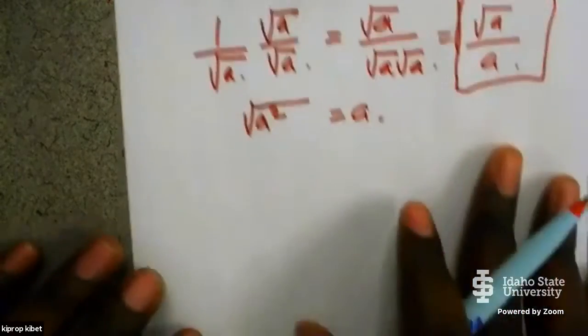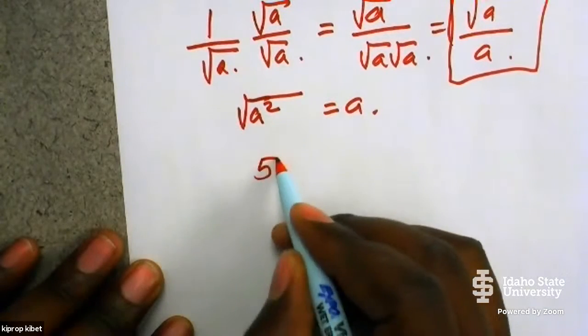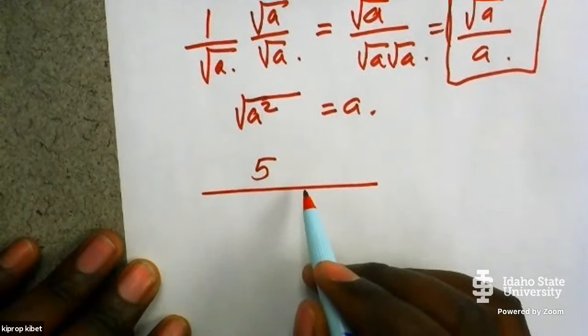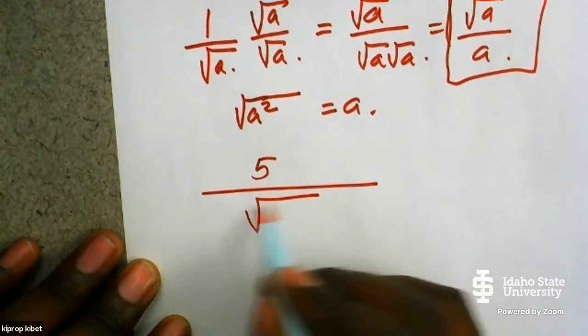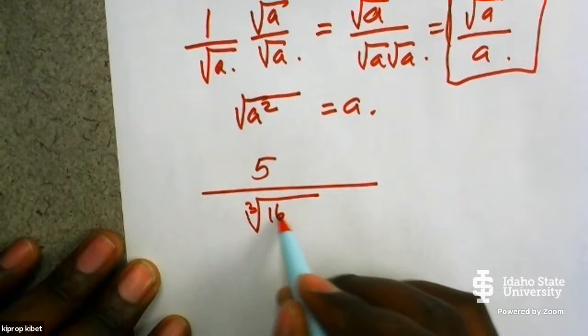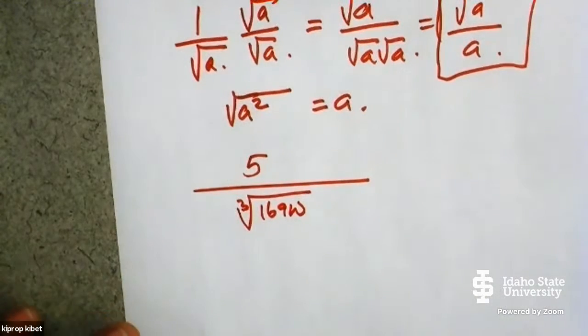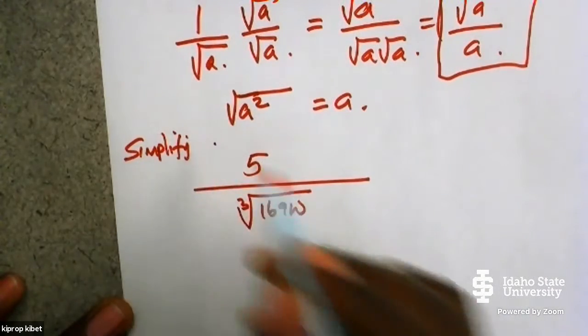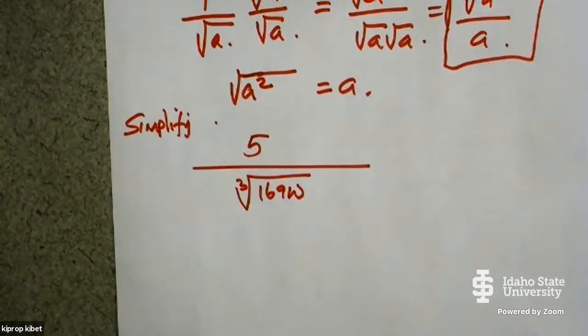Now, we have this example. 5 all over the cube root of 169W. Simplify. Now, how should we simplify this? What can we do to remove this radical here? Multiply it by the cube root of 169W.